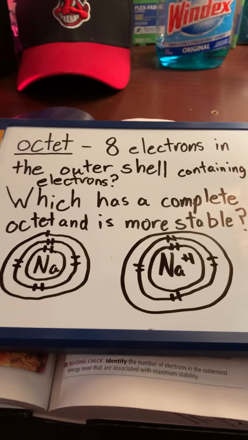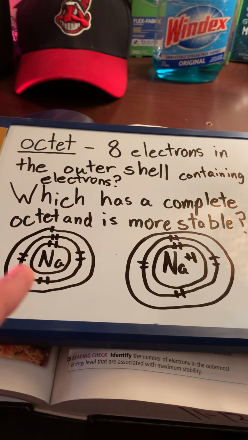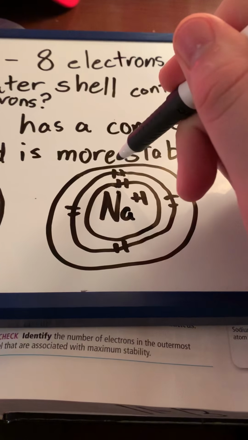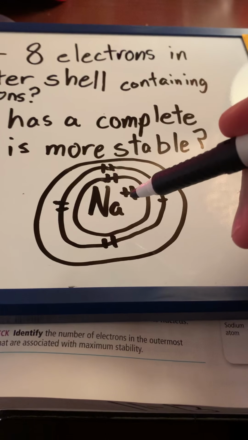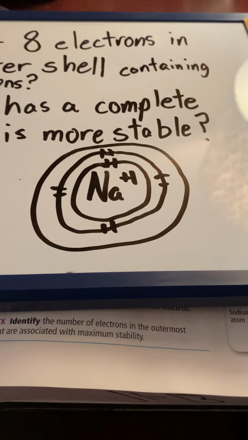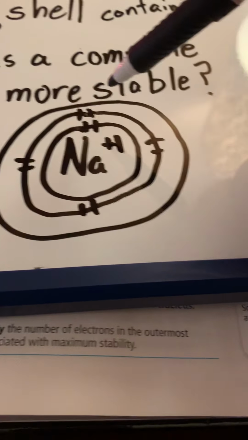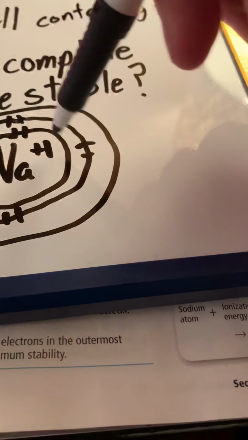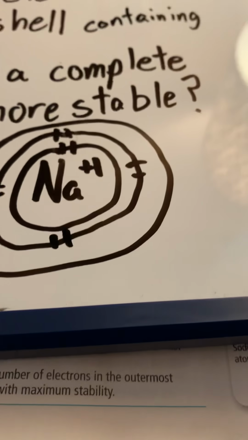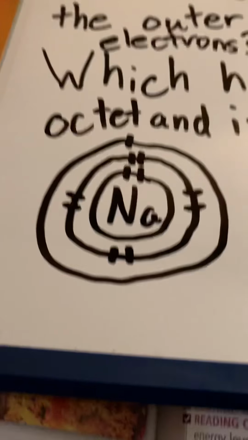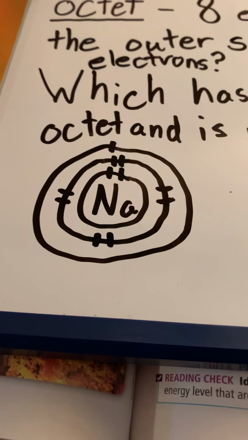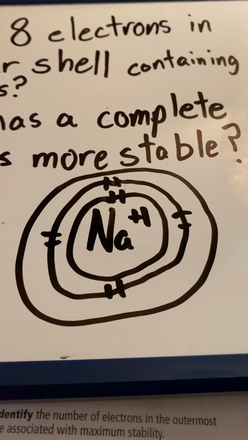Here we have regular sodium right there. And then over here, you'll notice sodium is missing an electron. So it's an ion. It's actually a cation because it's positive. Hopefully you learned that in this chapter. But in its outer shell that contains electrons, you see how it has 8 there? Because it lost this little guy up here. It actually is more stable than the other one. So the ion is more stable than the element in this case because it has a complete octet.